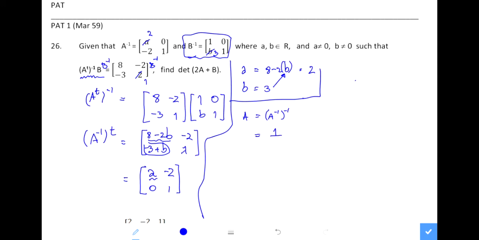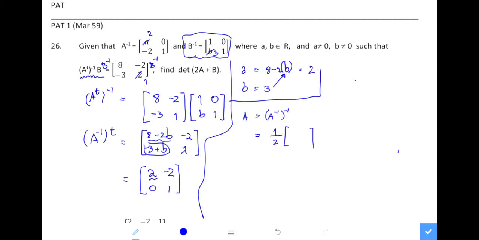So you go 1 over, if you remember the formula, you want to get the inverse, then you have to find 1 over the determinant of this one. So you go back there. A inverse is that one, so you have to find the det of it. Det is cross down minus cross up. So down is 2, up is 0. 2 minus 0 is 2. So I'm going to put here 1 over the determinant of A inverse, which is 1 over 2.